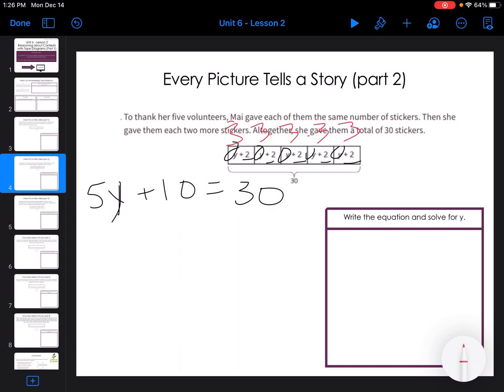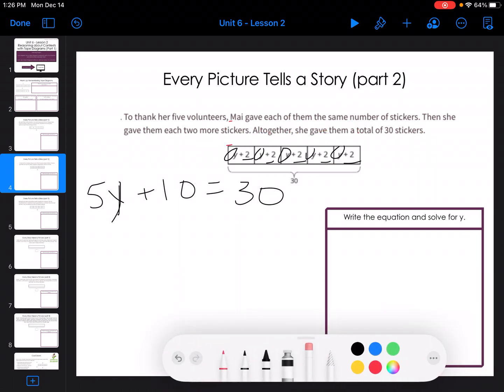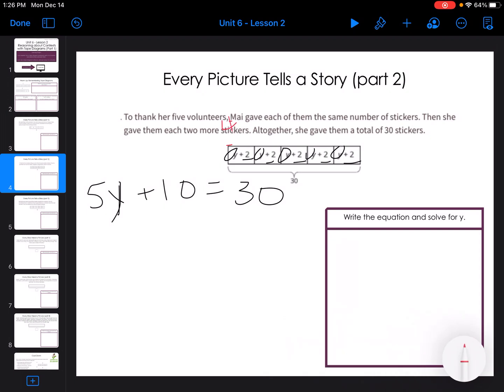So let's try 3. So that's 3 plus 2 is 5. So 5, 10, 15, 20, 25. That's too small. Let's try 4. So I'm like guessing and testing. 4 plus 2 is going to give me 6. 6, 12, 18, 24, 30. So each y is worth 4.